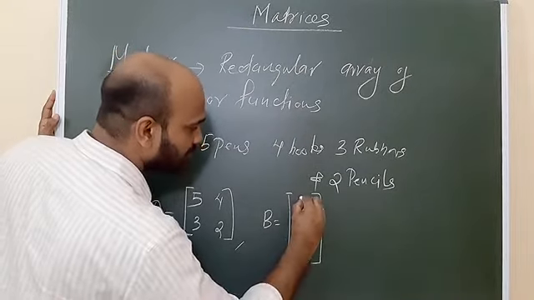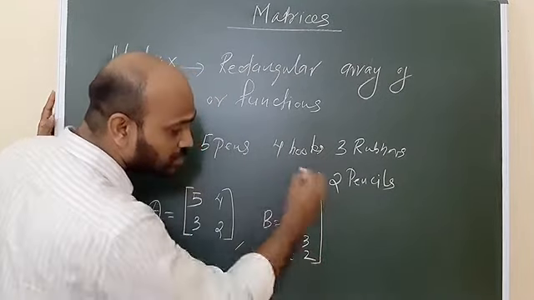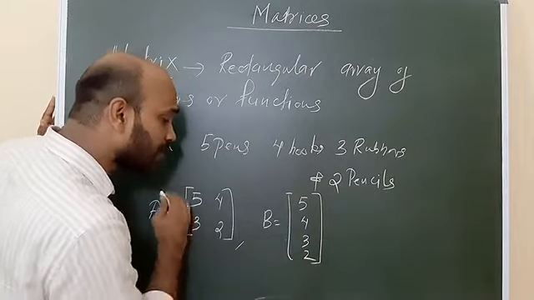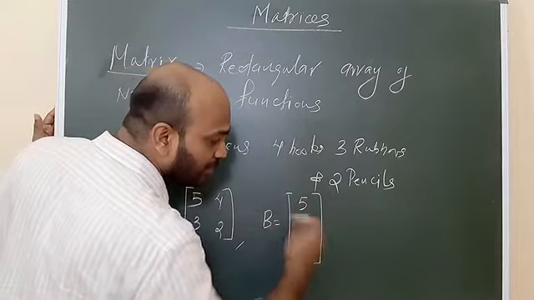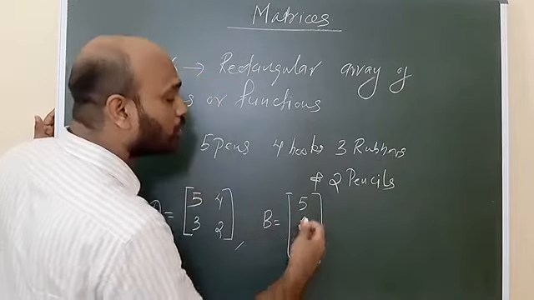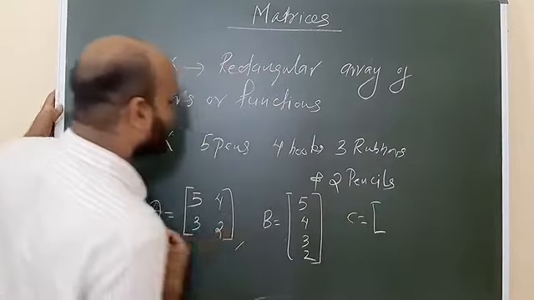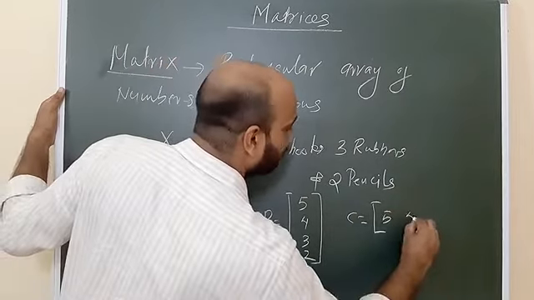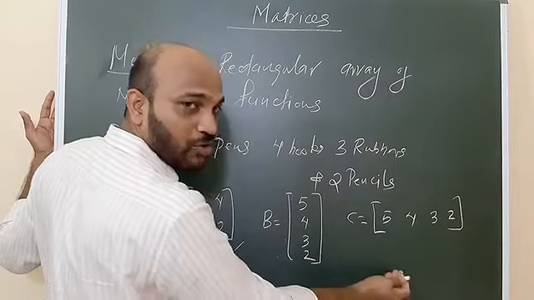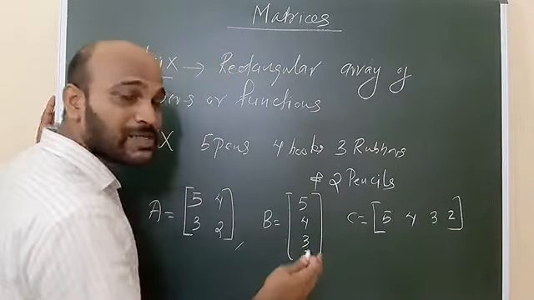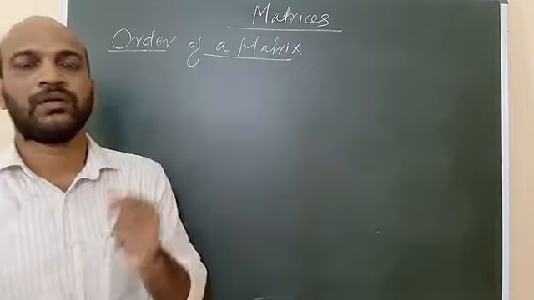4 elements are there, so 5, 4, 3, 2. This is also a rectangular form, right? In this case, we are representing in 2 rows and 2 columns. In this case, we are representing in 4 rows and 1 column. And the third way is 5, 4, 3, 2, right, 1 row and 4 columns. That means we can represent data in different rectangular forms.